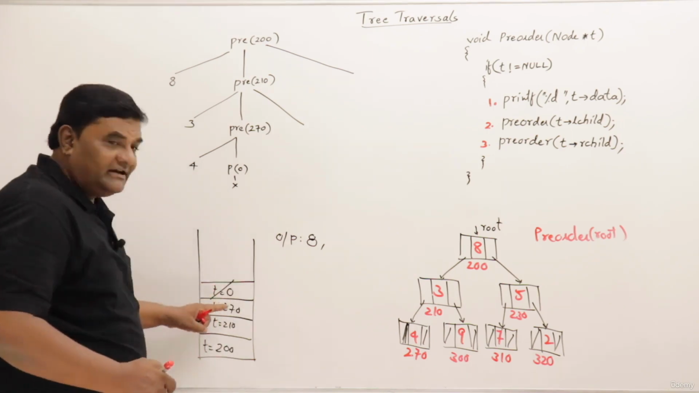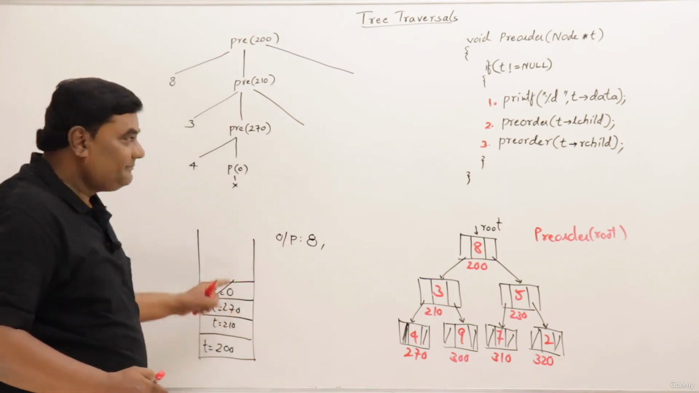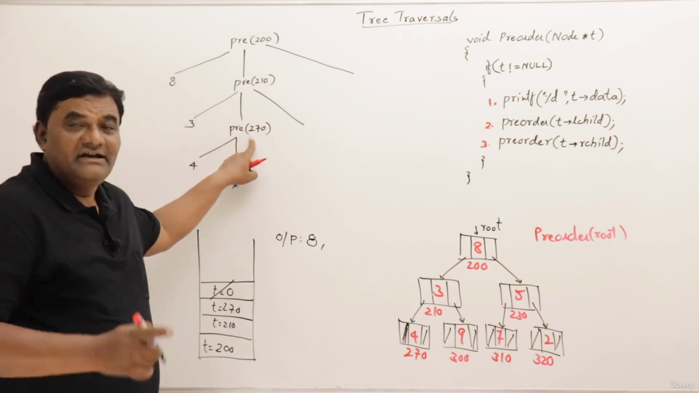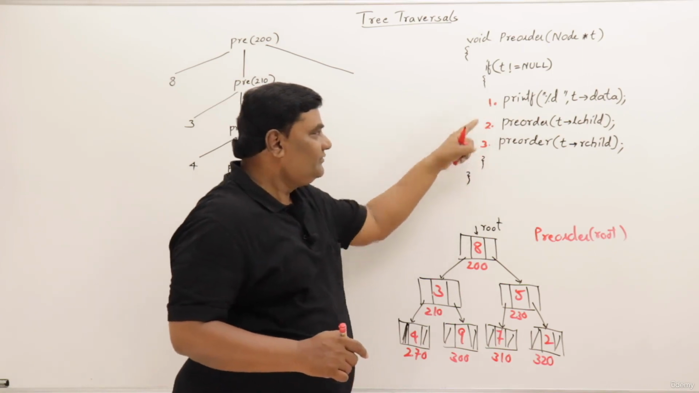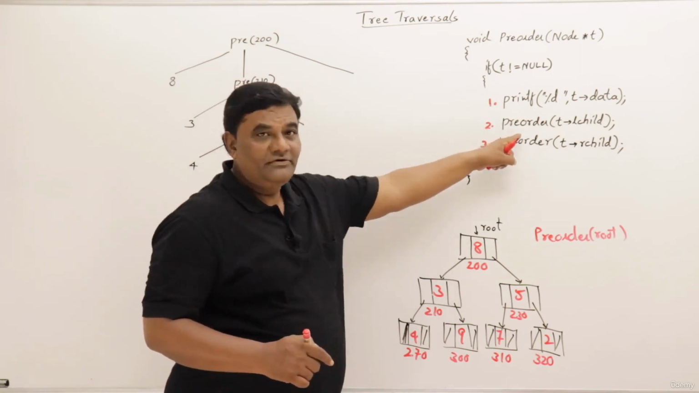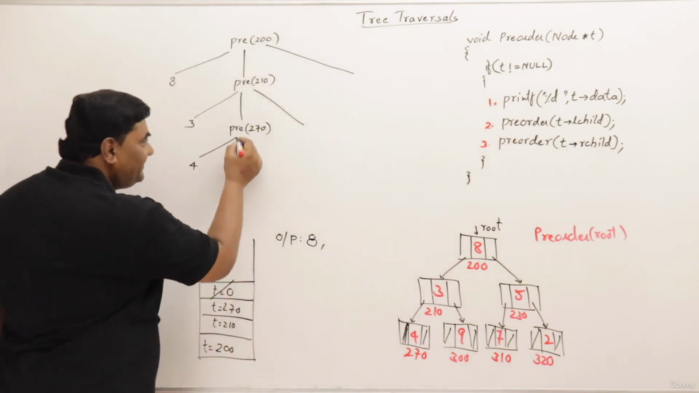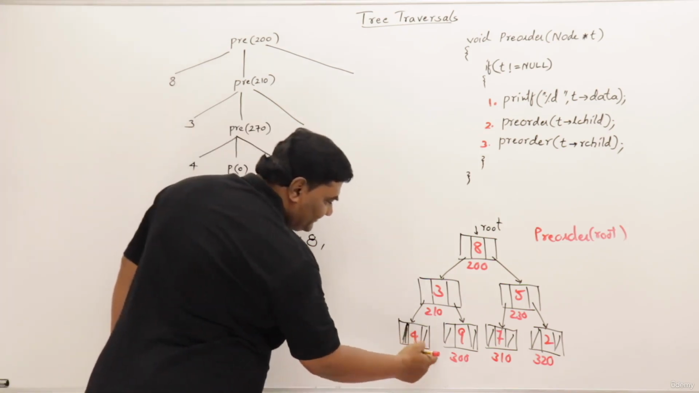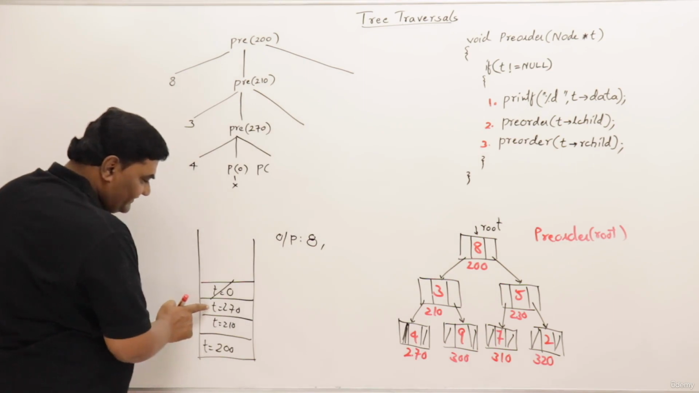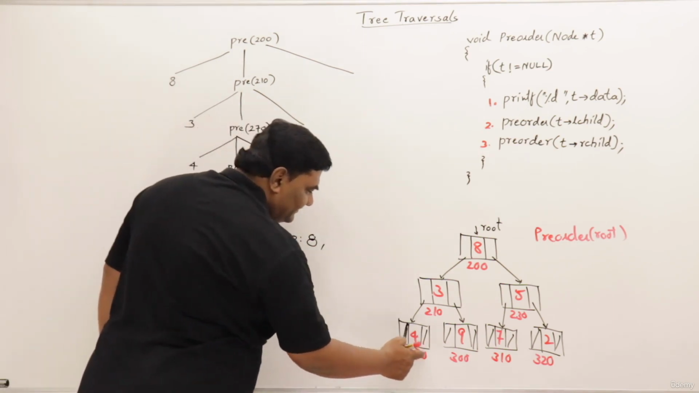Once this is deleted, it will go back to the previous function call. Previous function call was 270. In that function call, out of 3 steps, two steps are completed, printing and going on left child. Now what is remaining? Go on the right side. So P of, what is right side here for this node 270? Right side is null.